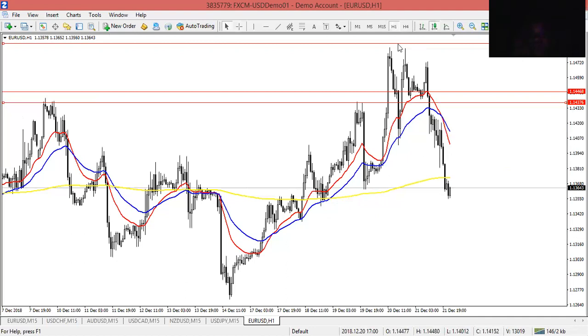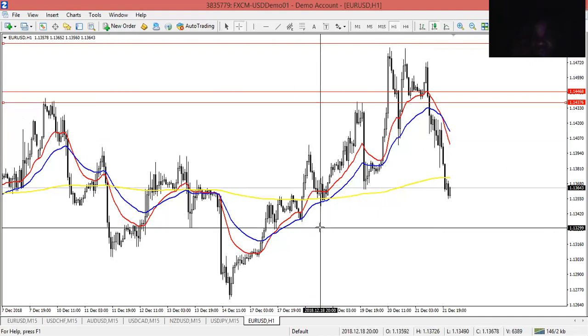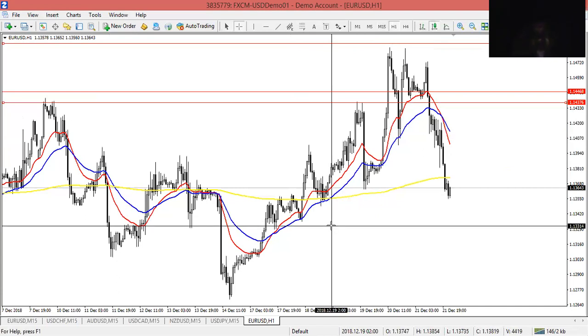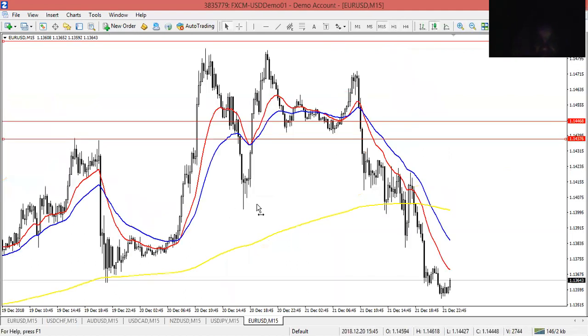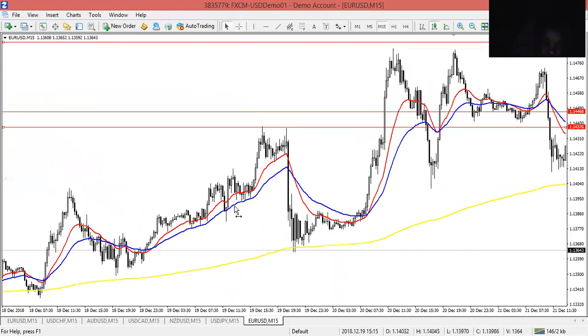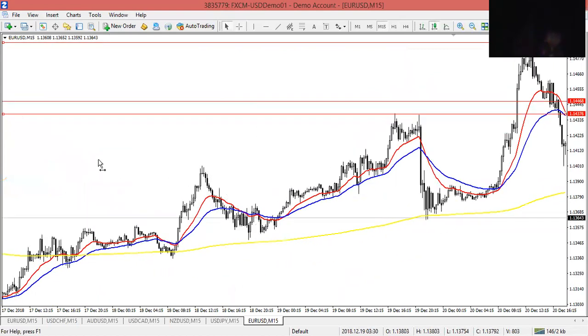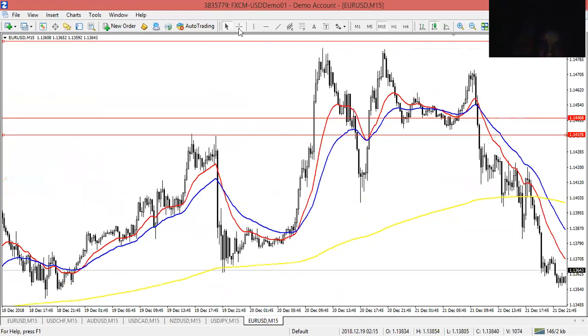what we'll now do is go to our 15 minutes chart. Let's check when it crossed. It crossed here. Let's check the time it crossed. It crossed on the 19th of December, around 2 a.m. So let's go to our 15 minutes chart and look for that same time. I'm looking for the 19th bar. So you can see 19th, 2 a.m.